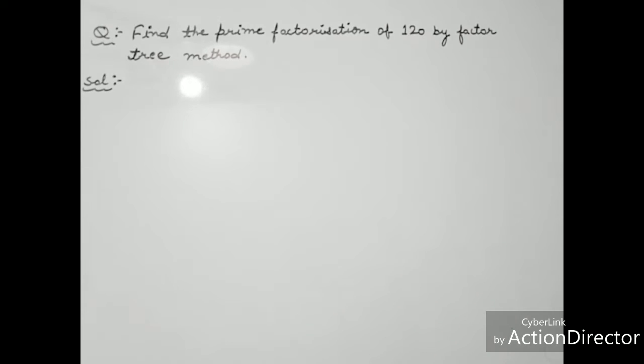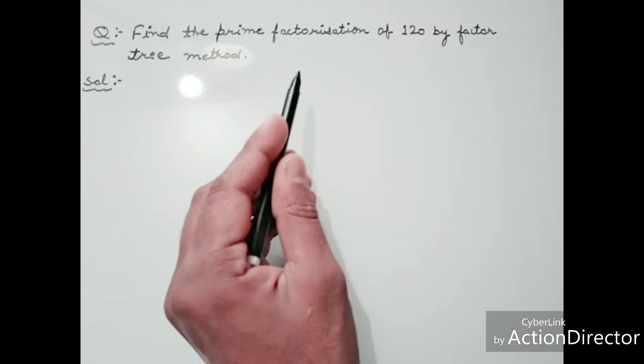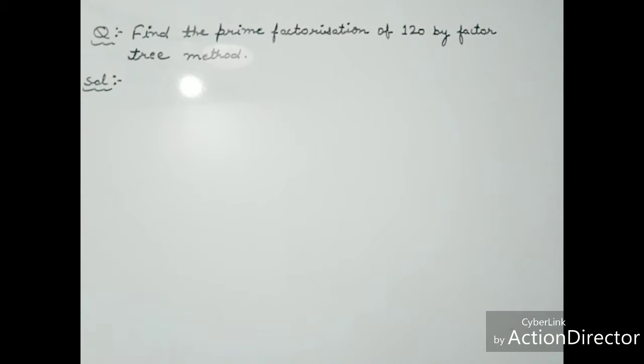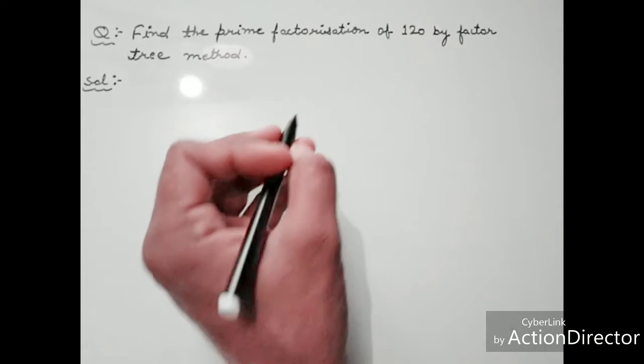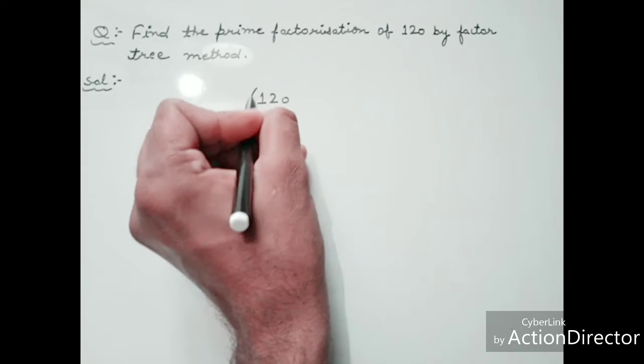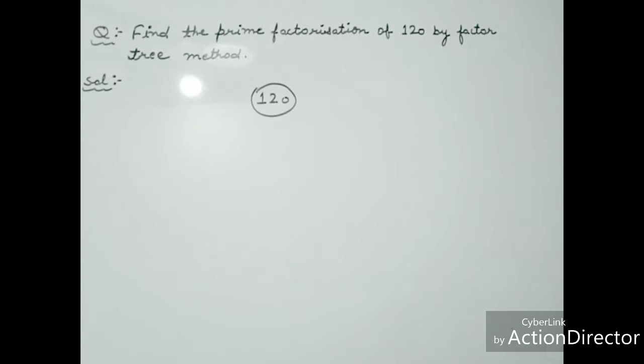The first question is, find the prime factorization of 120 by factor tree method. So here first we write the number to be factorized at the top. So first we write here 120. Then choose any pair of factors as branches. If either of these factors is composite, factorize again.